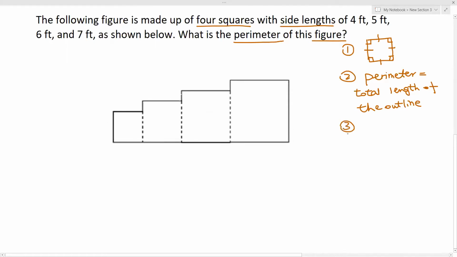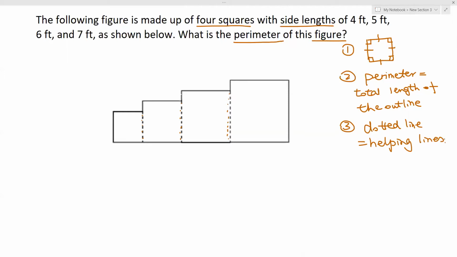Then some students may ask, if we're only concerned with the solid lines on the outline, then why do we have these dotted lines, right? We have 3 dotted lines inside of this figure. Why do we have these dotted lines? So the dotted lines are also called helping lines. As you learn more and more about geometry, you will find that helping lines are very, very useful for you to visualize a bigger picture or for you to divide a figure into more recognizable shapes.